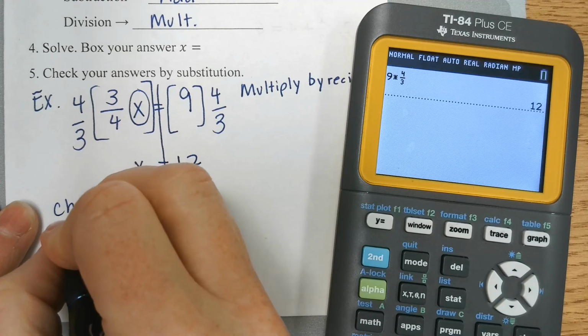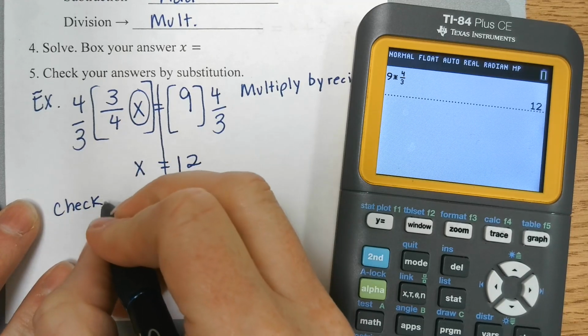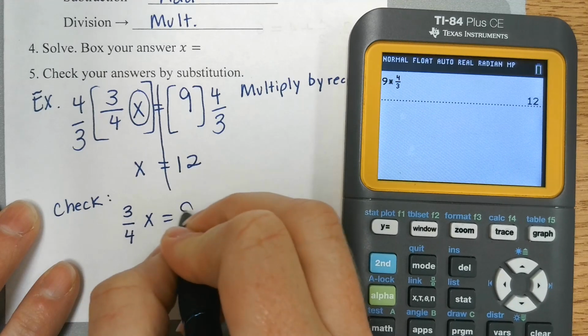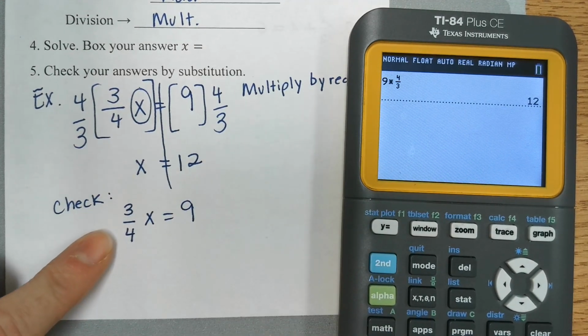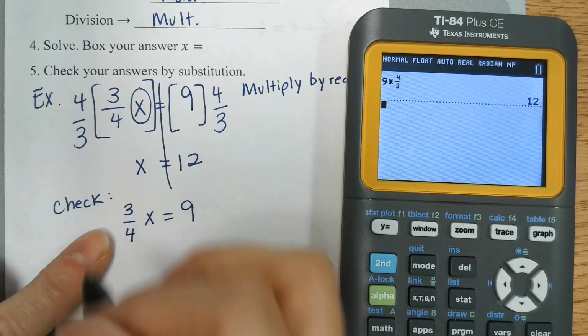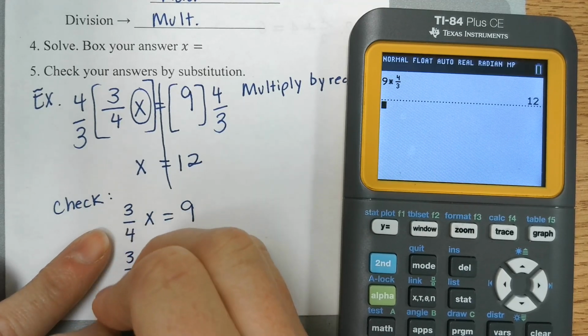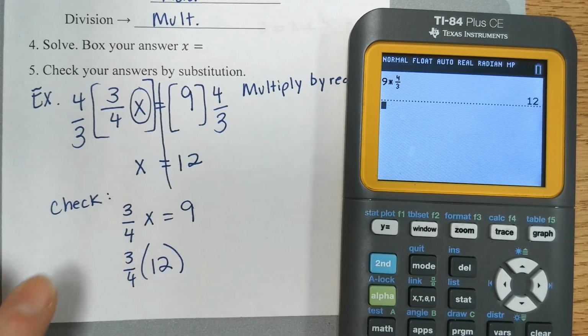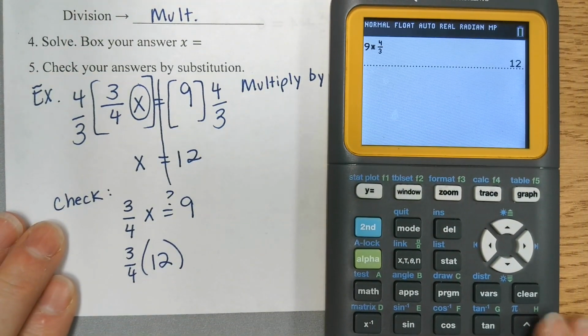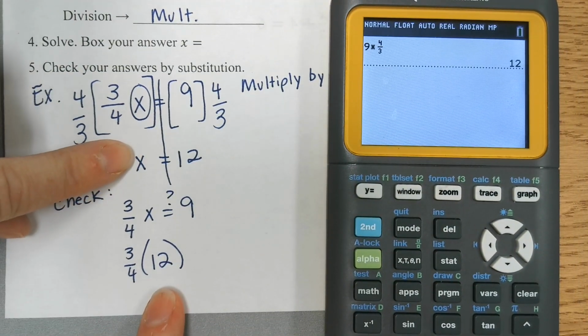To check our answer, what we're actually doing, because I think this is where a lot of confusion happened, we're going to rewrite our original equation, but then replace x with what we got. X was 12. So this means I'm going to do 3/4 times 12 and see what it equals, because what we said was that x is 12.